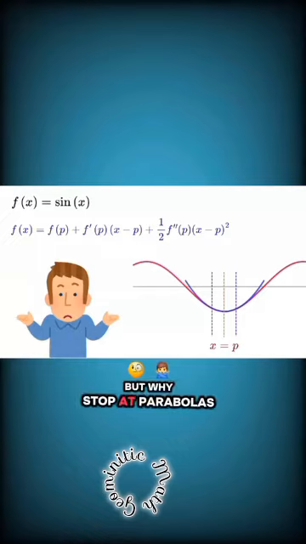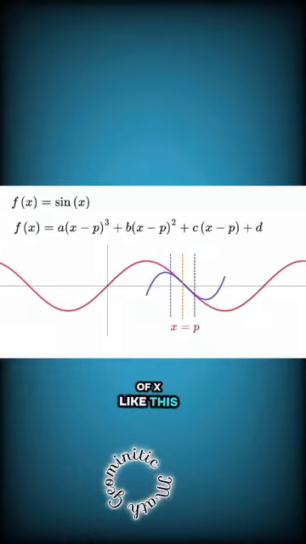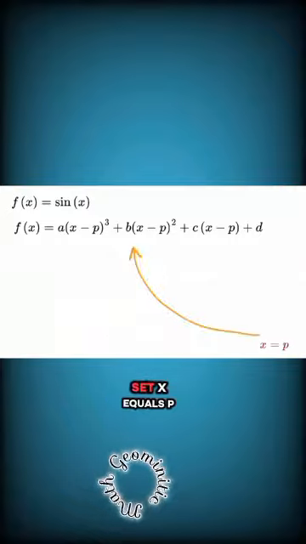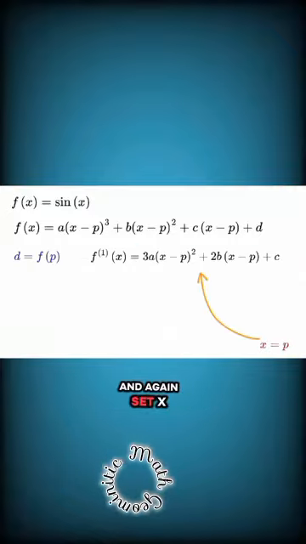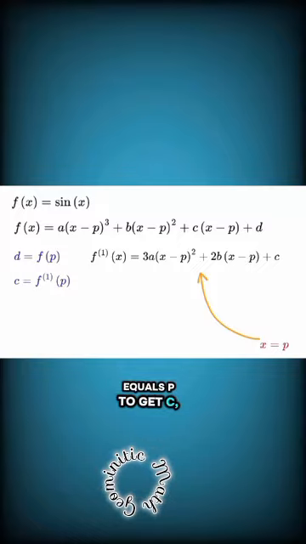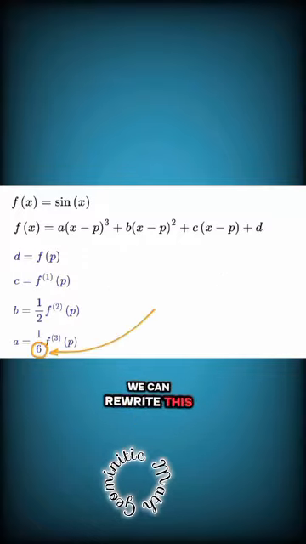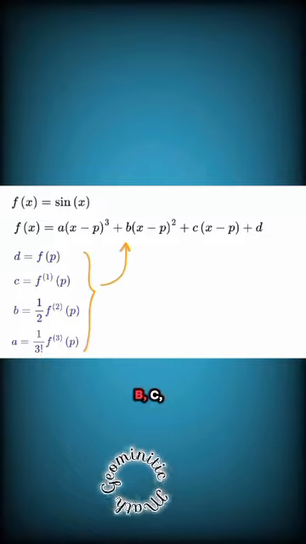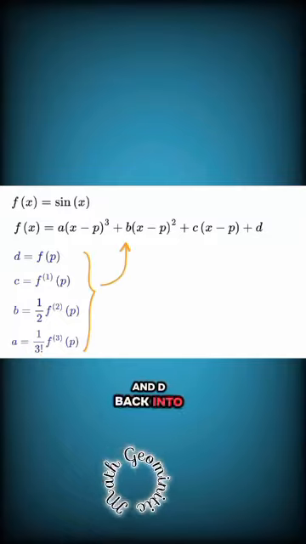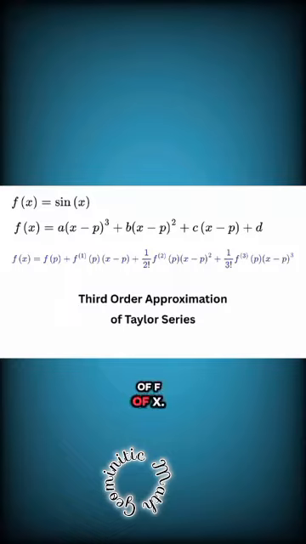But why stop at parabolas? For cubic, we can approximate f of x like this, and then repeat the same steps. Set x equals p to get d, then differentiate, and again set x equals p to get c, repeat it to get b, and then finally a. We can rewrite this 6 as 3 factorial. Substitute these values of a, b, c, and d back into the approximation, and wow, this time we arrive at the third-order Taylor approximation of f of x.